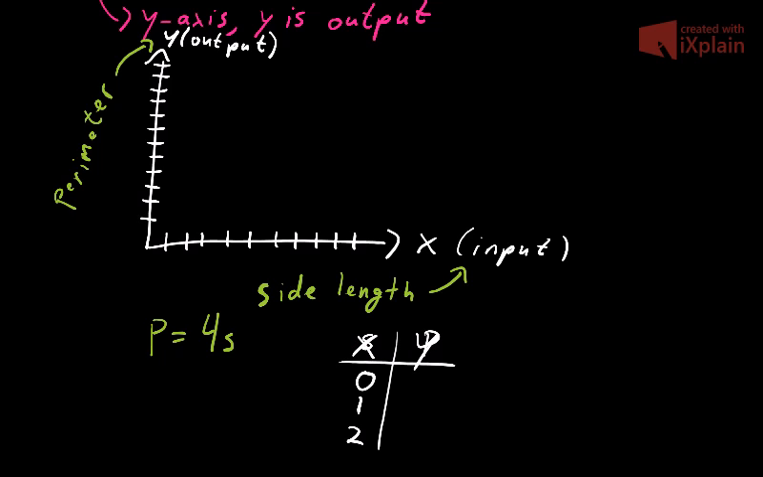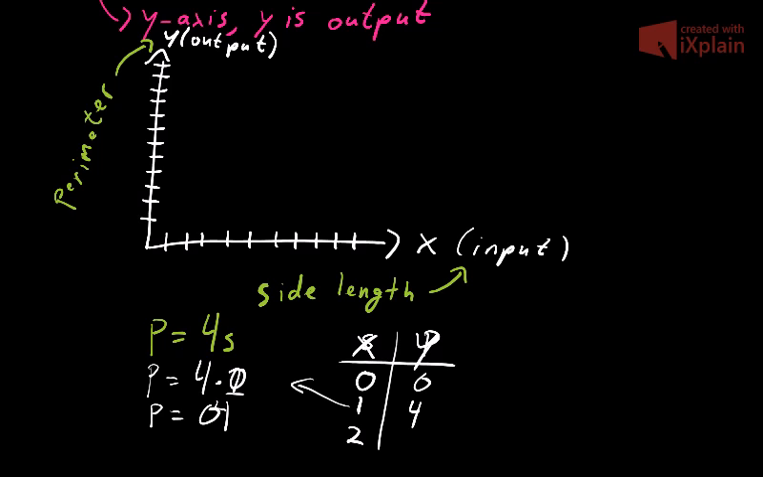So if I plug 0 in for S over here, I have P equals 4 times 0. 4 times 0 is going to be 0, so P equals 0. I'm going to try that again for 1, put 1 in here. I have P equals 4 times 1, so P equals 4.